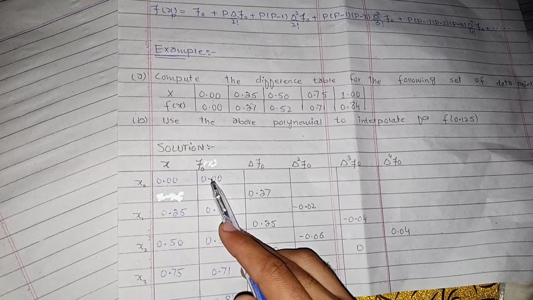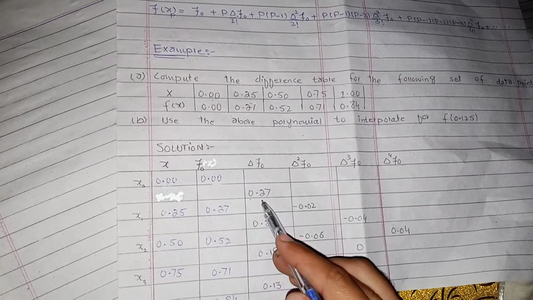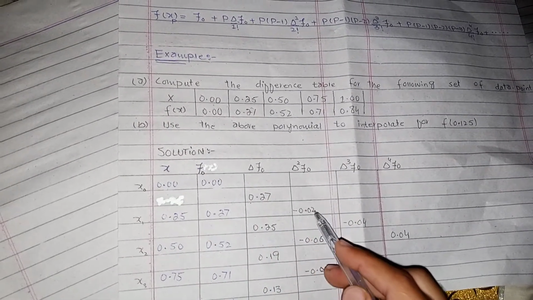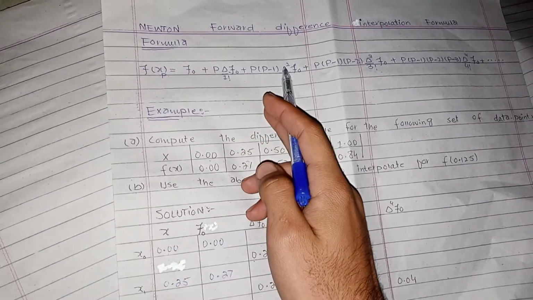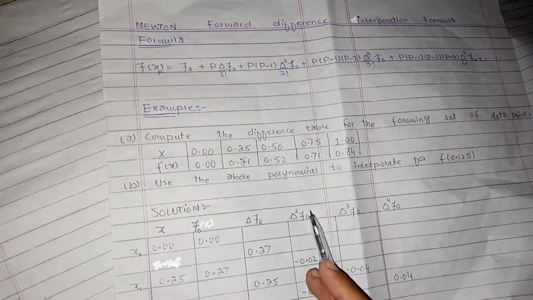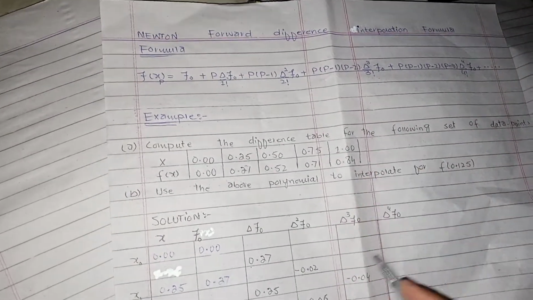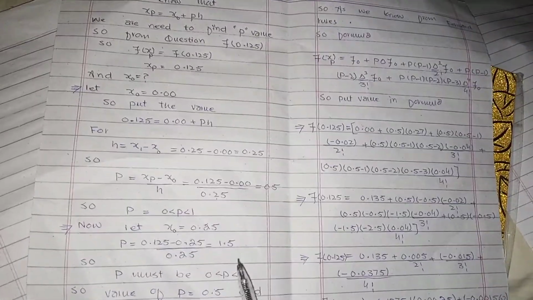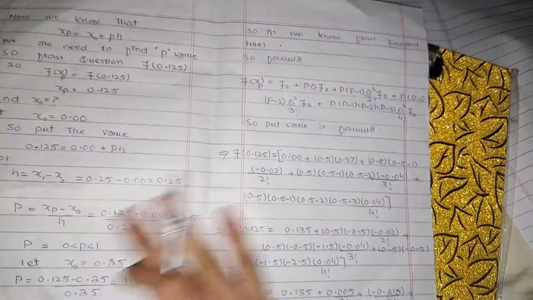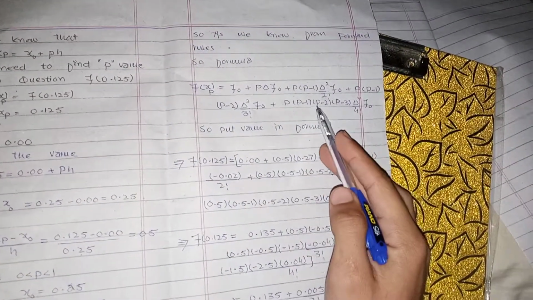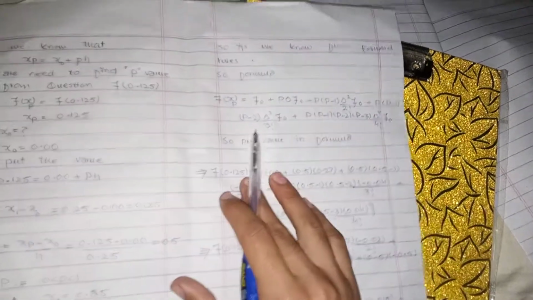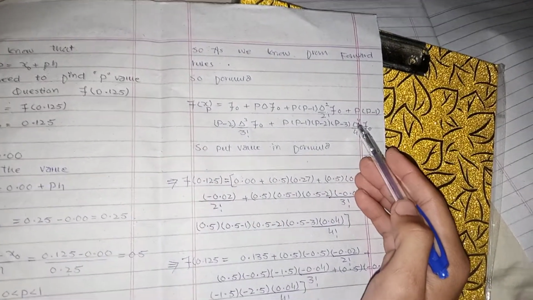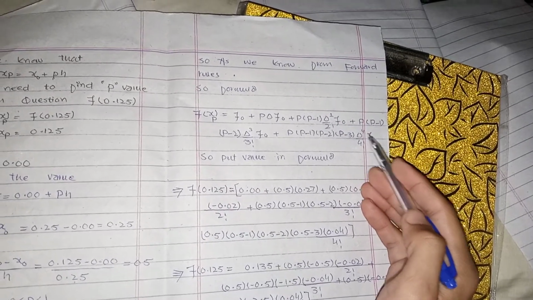So f naught would be this value, del f naught would be this, del square f naught this, and in the formula del cube f naught would be this value, and so on. I am going to put in all the values, and the value of phi is 0.5. So this is the formula. I limit the formula to delta 4, because the question gives values only up to delta 4 f naught.